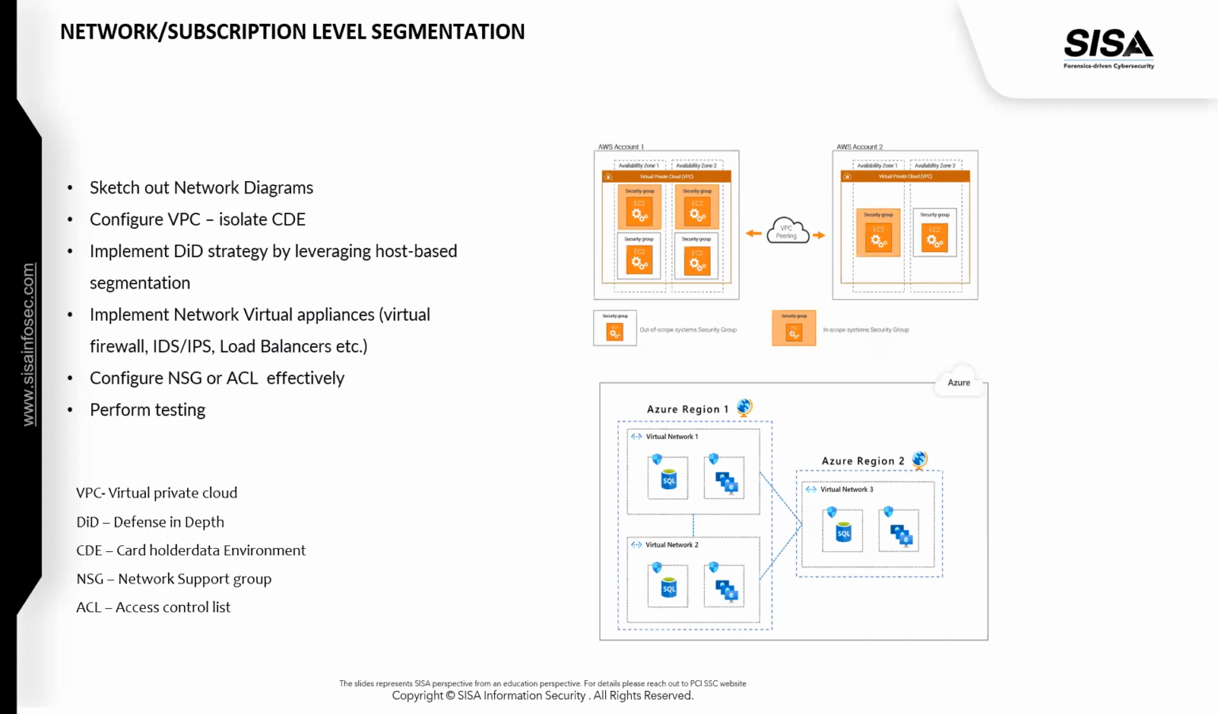Then implement network virtual appliances. You can install a virtual firewall, IDS, IPS, load balancer, all of those kinds of things to make sure that there is an appropriate level of segmentation out there. On top of it, you need to make sure your configuration is top notch, and you need to implement network security groups and network-based access control lists, which will make sure that the data is not mingling anywhere. And then on top of it, you need to perform regular testing, right?